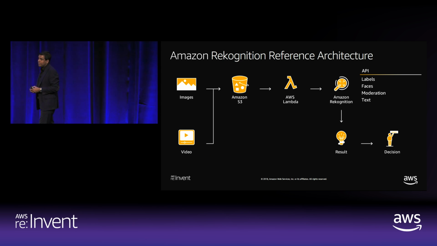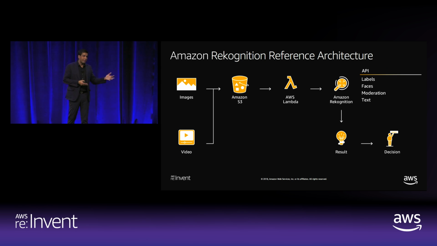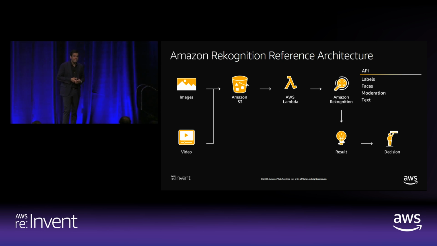You could also do the same with live stream, depending on whether the need is real time or the need is just analytical, which you could do in a high latency environment. And the results could be stored in database. You could create search indexes with these results. You could create real-time decision tree using SNS, SQS, and that's your choices. The APIs, of course, as we talked about, labels, faces, moderation, and text.